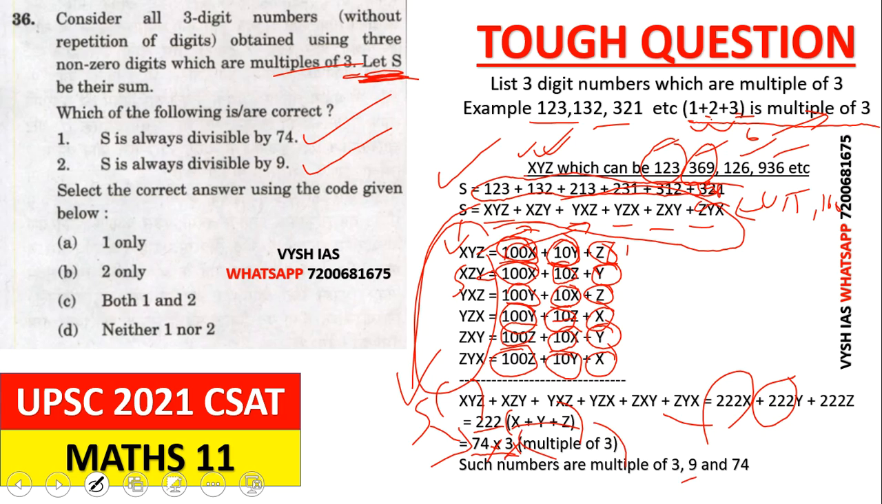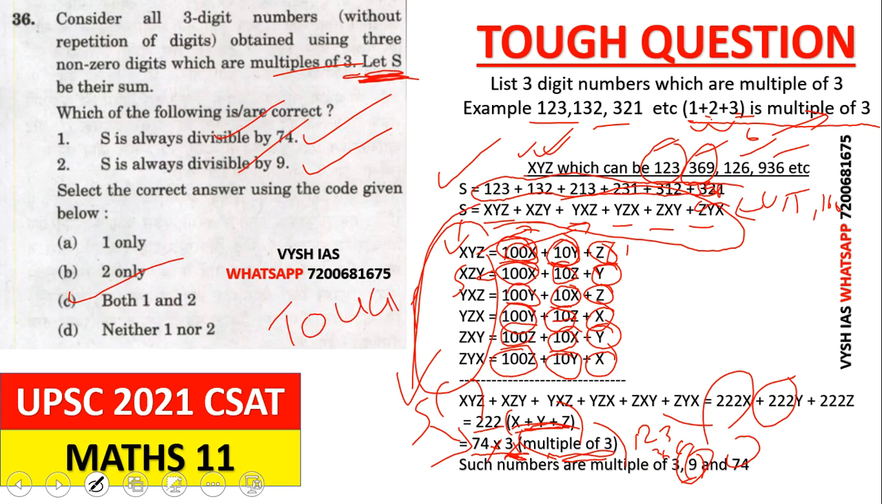Okay, you take any number and put it here, instead of this xyz. We know what the number is, it is 123 or it is 369. Any number which you put, because it's a multiple of 3, again you are multiplying by 3, that means it should be divisible by 9 also. So it's divisible by 74, it's divisible by 9, and that is what they are asking, and it is the answer. But this is a very tough question.